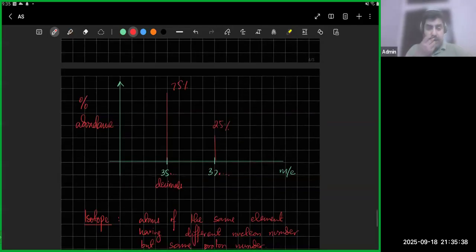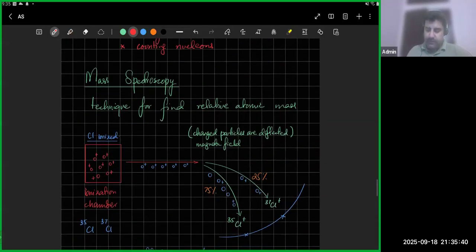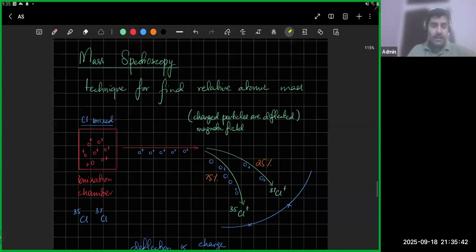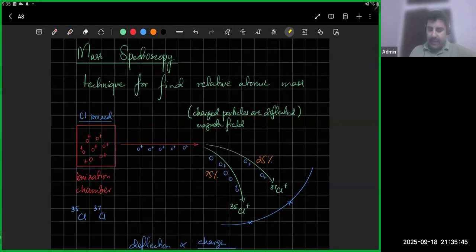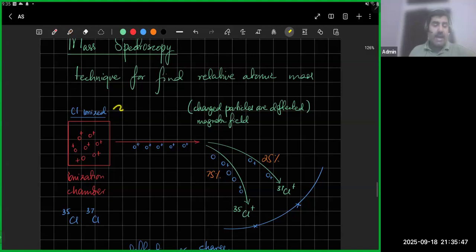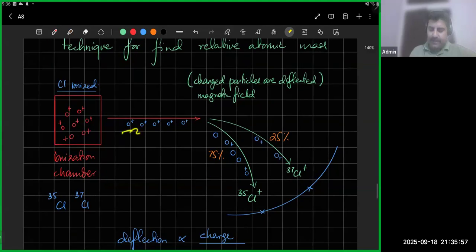Okay, this one. Last time what we discussed, let's start from here, was that you have an ionization chamber. How do you figure out relative atomic mass? So we figured out that if I have Cl, the Cl atom is ionized, and those particles are then turned into a beam, and they're accelerated, and then they are deflected in a magnetic field. So the Cl ions which are formed are going to get deflected.